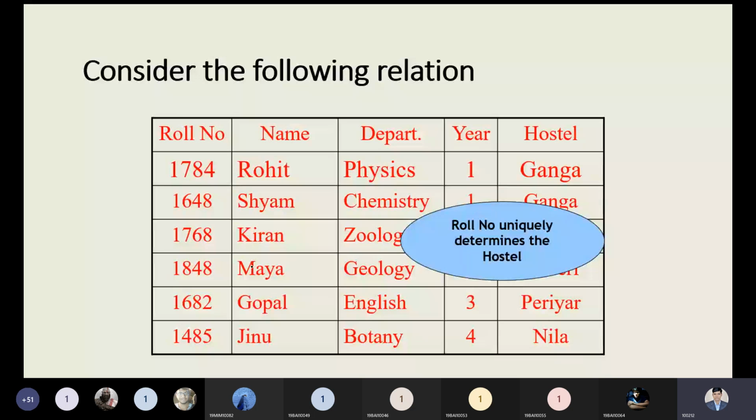So roll number is my key attribute over here. From this, I can easily determine everything. You can see in this relation that name, department, year, and hostel are the non-key attributes which depend on the roll number. Can I say that? Yes, sir. We can say.